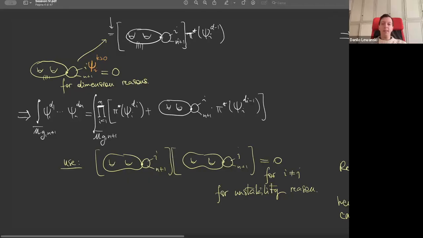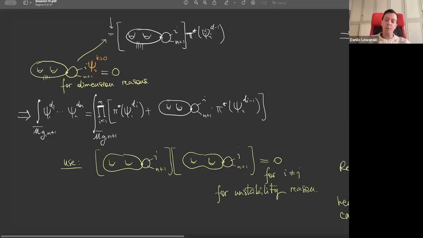Okay, but what is the intersection between this divisor and the pullback of psi I to the power d minus 1? Well, of course, now you want to use the projection formula because you want to get rid of this. So projection formula gets rid of this, but now the price to pay is to push forward this guy here along the forgetful map that forgets this n+1 marked point.